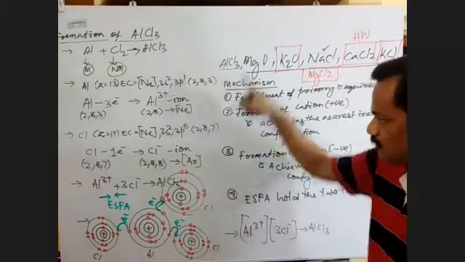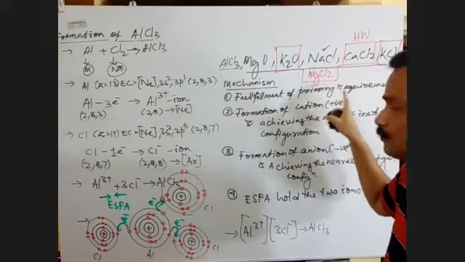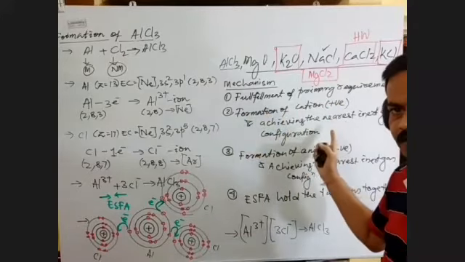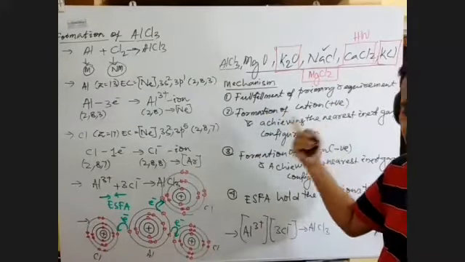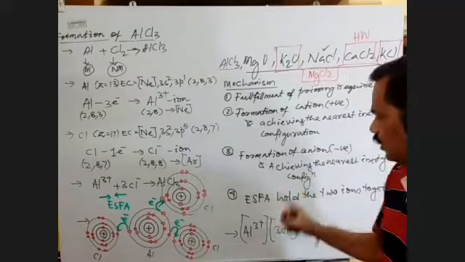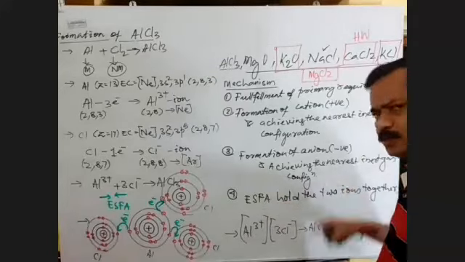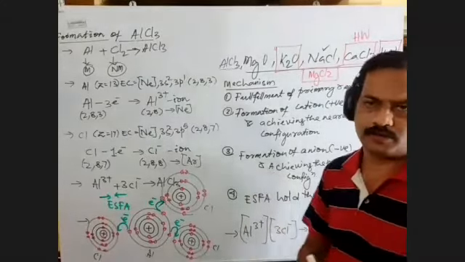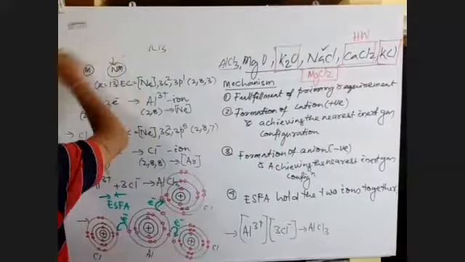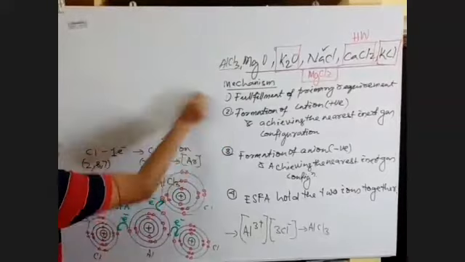In a similar manner, you write all these 5 points. Remember, first is the fulfillment of the primary requirement. Second is the formation of the cation by losing electron, achieving the nearest inert gas configuration of neon or argon. Third point, formation of the negative ion by gaining the electron, achieving the nearest inert gas configuration. Then electrostatic force of attraction holding the two ions together. And last point is your structure. So this is the mechanism for formation of ionic bond. Right.